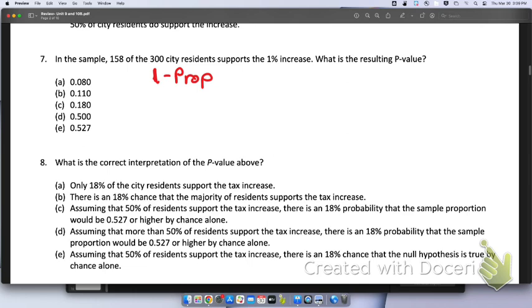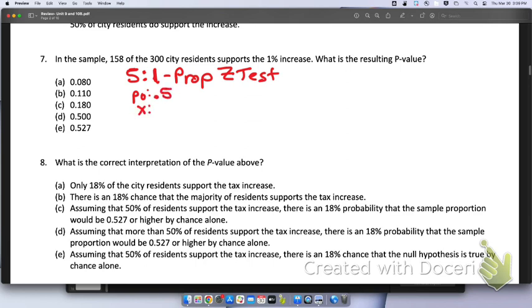Since it's a proportion problem, it is going to be a z, and then I am testing to see if there is in fact a majority. So this is going to be a 1 prop z test. When you go to your calculator, that's going to be under stat test 5. Stat test 5, that's your 1 prop z test. The first thing it asks you is, what is your null hypothesis, or your claimed value? And so that is the 0.5 from the hypotheses.